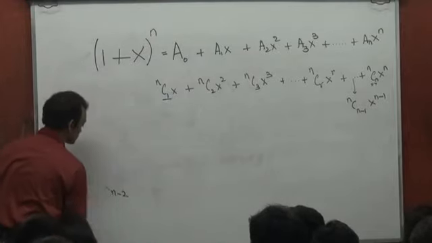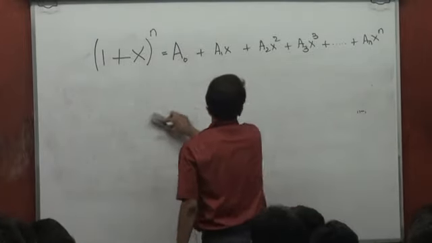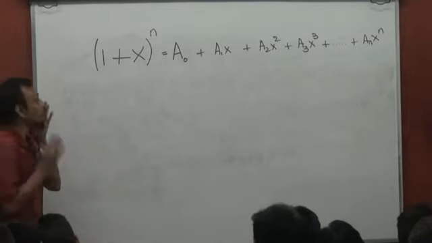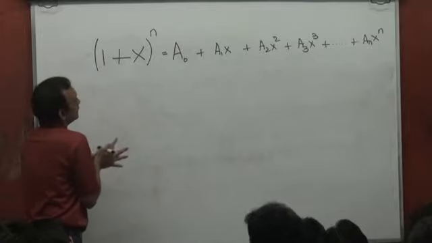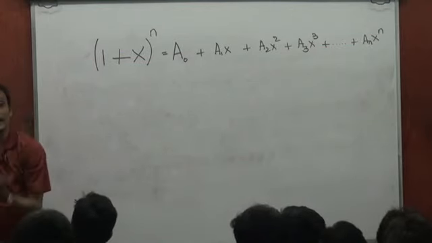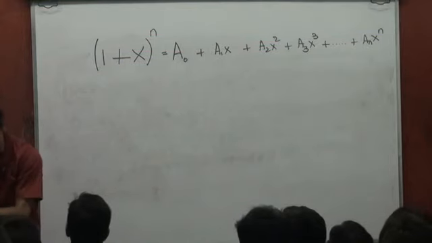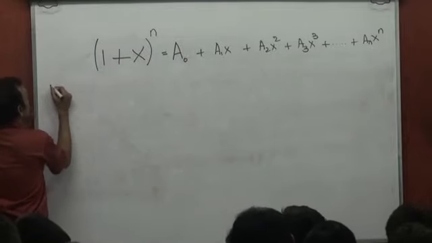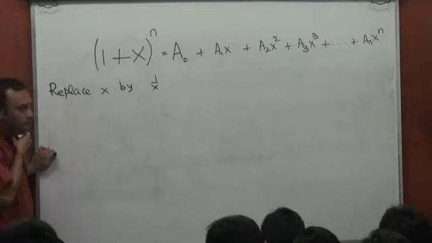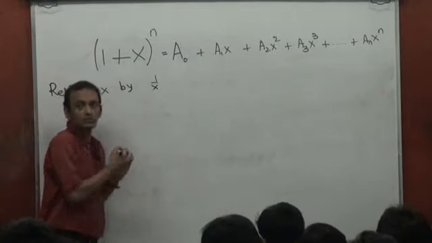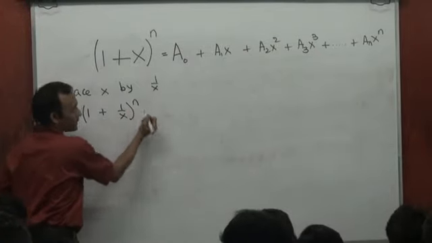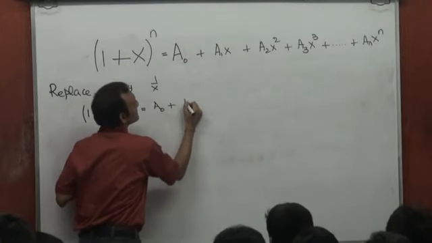Observe this. Even before I arrived at the a's being nCr's, I had just this, nothing else. This is an identity, right? In this identity, let me replace x by 1 by x. So then I get (1 plus 1 by x) whole to power n equals a naught plus a1 into 1 by x.